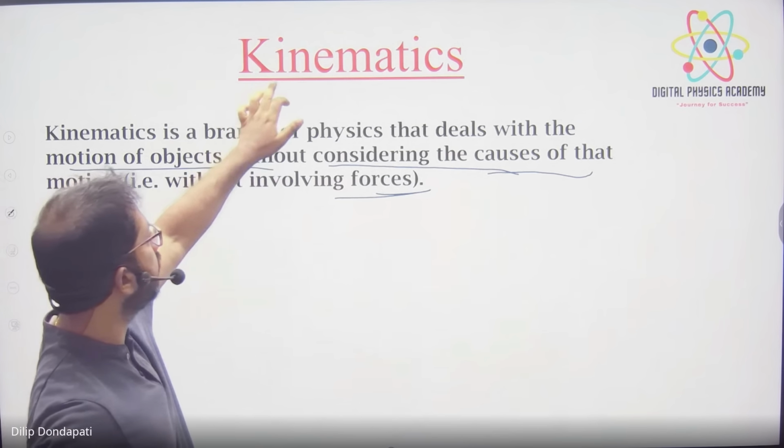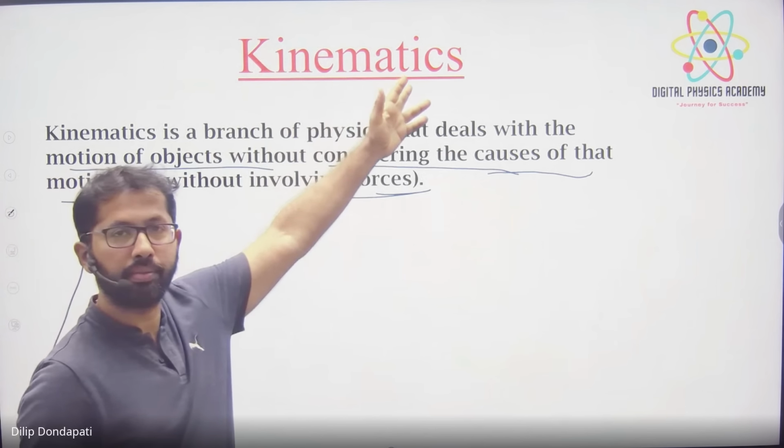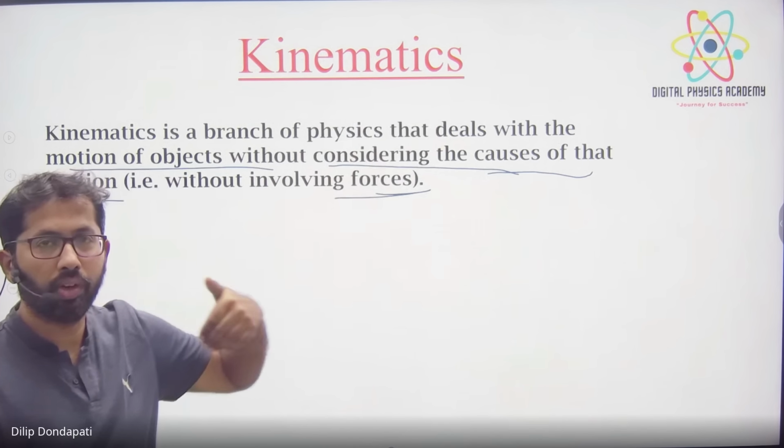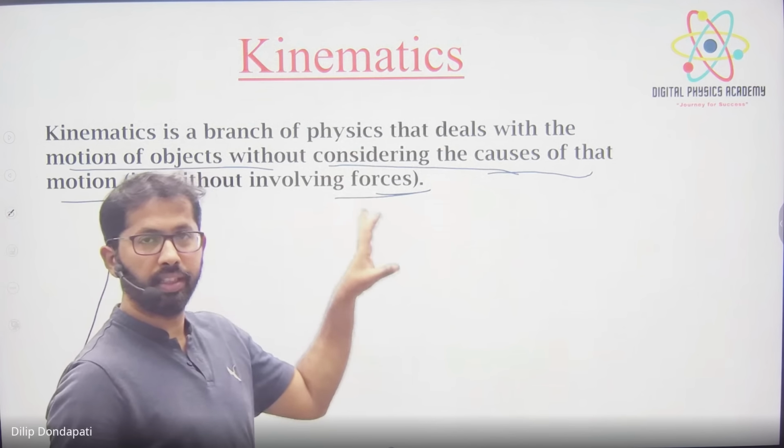So the name kinematics comes from kinema meaning motion, and mathematics means mathematics. So whenever an object is in motion, we are using maths here completely. That is called kinematics.